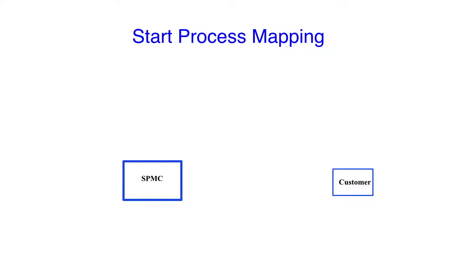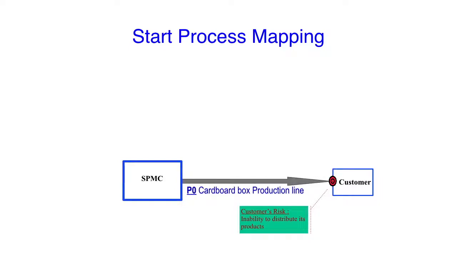To begin mapping, we must ask the first question: what is the main process? To get the answer, we need to identify the customer risk to which the company is responding. In our case, if our customer does not have packaging for its products, it will not be able to distribute them to its own customers without damage. So the risk is inability to distribute its products. That is why we create the main process as cardboard box production line.